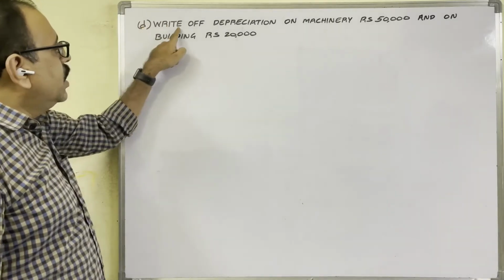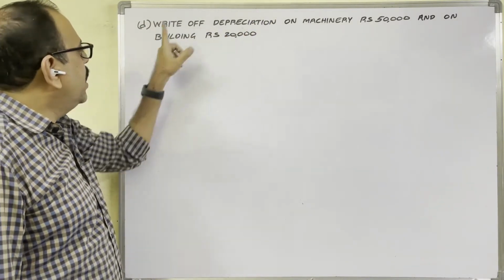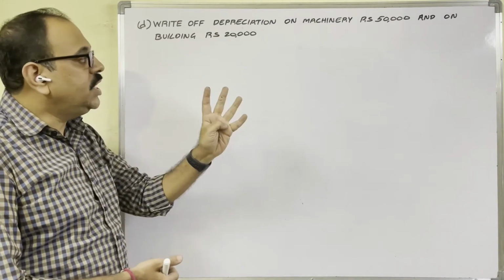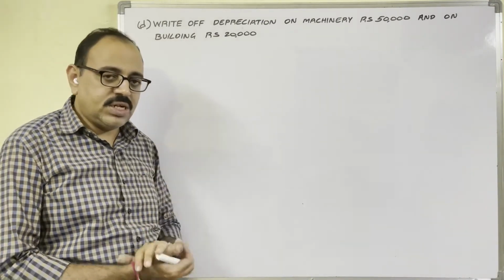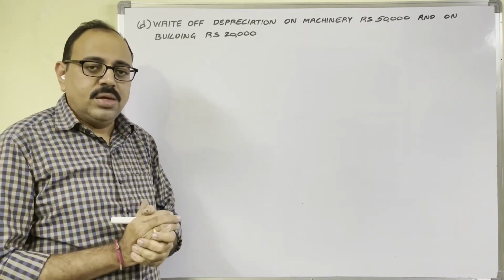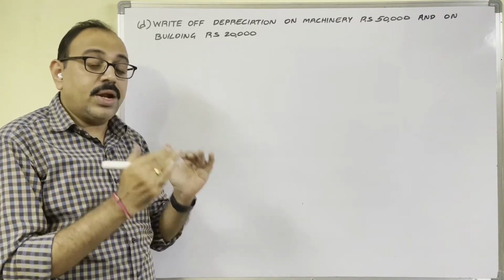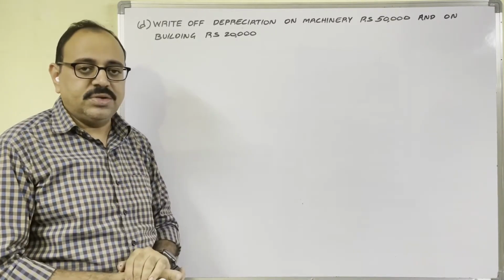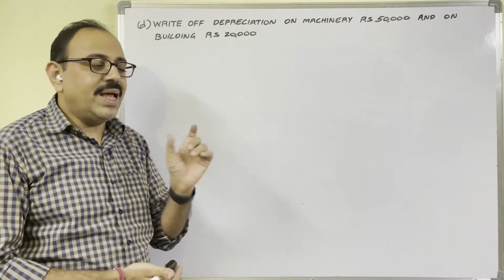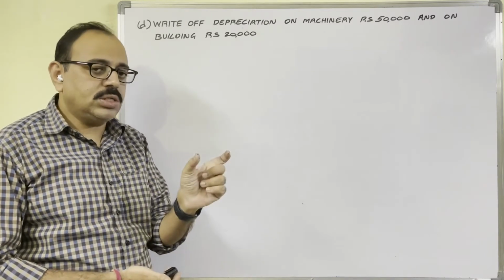D point, write off depreciation on machinery 50,000 rupees and on buildings 20,000 rupees. So machinery, building, these two are fixed assets. When we use fixed assets continuously, assets value decrease. So that is a loss. That loss is known as depreciation. So depreciation we have to provide. For that, one adjustment entry is needed.